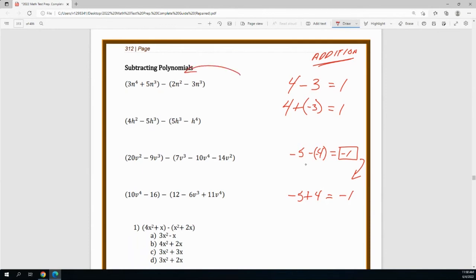Here we go. You notice that you're subtracting. I'm going to reverse it so now I'm adding. I can do that as long as I reverse the sign of everything behind it. So this was a positive 2n squared; I'm going to change it to a negative 2n squared. This was a minus 3n to the third; we're going to change it to a plus 3n to the third. And now that it's addition, I can just work on combining like terms.